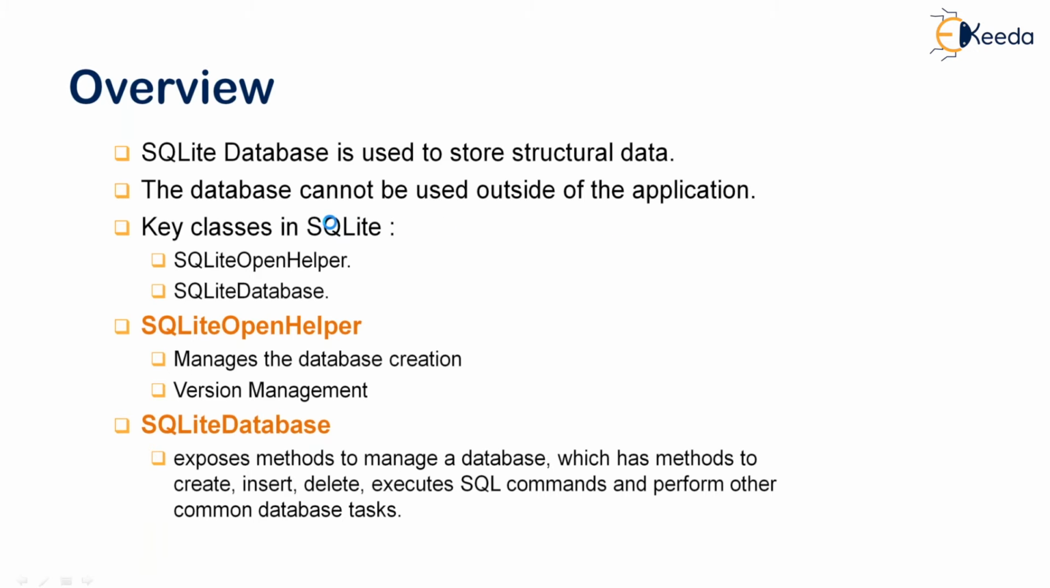The key classes available for us in Android for SQLite are SQLiteOpenHelper and SQLiteDatabase. The SQLiteOpenHelper class manages database creation and version management. That means how to create a database and how to maintain the version from version 1 to 2 or 2 to 3, something like that. In that case, we will use SQLiteOpenHelper. This class has the corresponding methods for that.